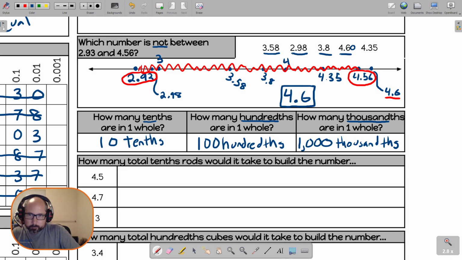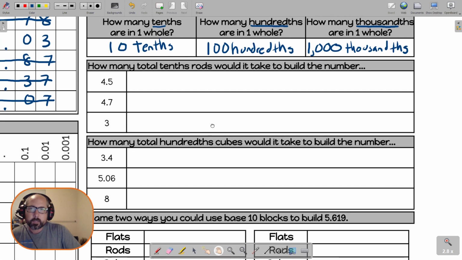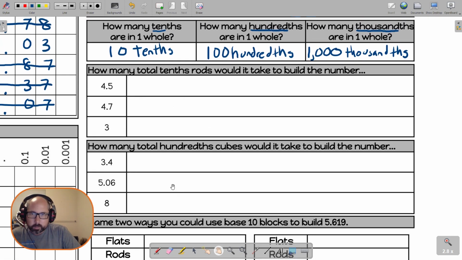Okay, so let's do this first one together on the next little section. How many total tenths rods would it take? So again, tenths are kind of like rods in base 10, right? Okay, so how many tenths rods would it take to build the number 4 and 5 tenths? Let's think about this for a minute. 4 wholes would be how much? Well, 1 whole was 10, so 4 wholes would be 40. I'm just going to put a T for tenths.